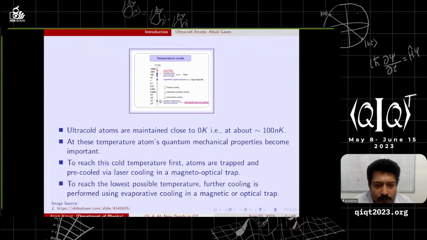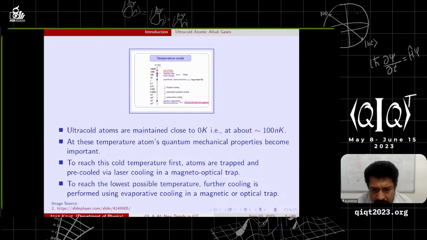Then when we talk about ultra cold gases, just as a small recap, what do we mean by ultra cold gases? It is a very, very cold temperature, and as our chair of the session was also mentioning, we have been able to go down to about picokelvin.